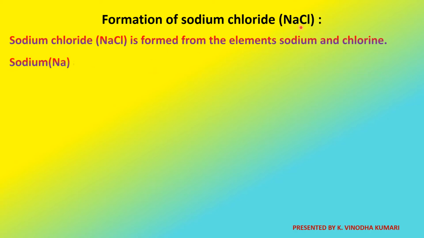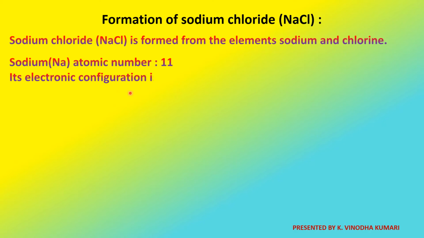Sodium, its atomic number is 11 and its electronic configuration is 2, 8, 1. That means in the first shell 2 electrons, second shell 8, and in the third shell it has 1 electron, which is the outermost shell. Sodium can donate its 1 electron so that it can have the octet configuration of neon. That means sodium can form a cation.